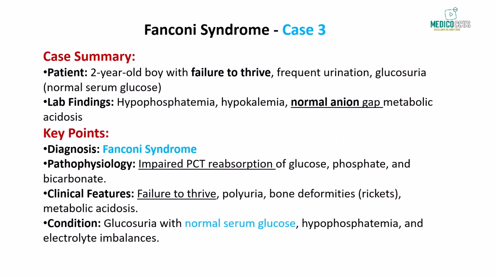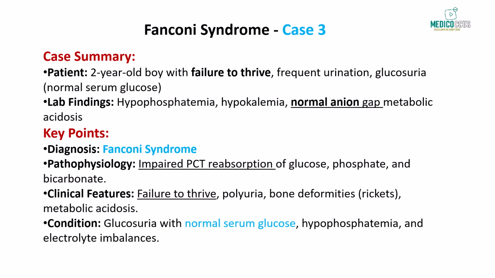Next, we have a 2-year-old boy who presents with failure to thrive and frequent urination. His weight has fallen from the 60th percentile to the 10th percentile over 6 months. He has glucosuria on urinalysis, though his serum glucose is normal. Additional laboratory tests reveal hypophosphatemia, hypokalemia, and a normal anion gap metabolic acidosis.